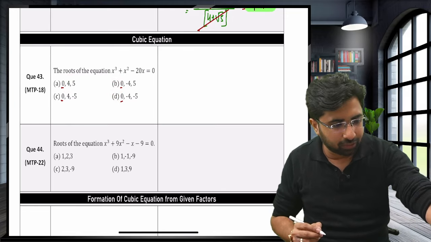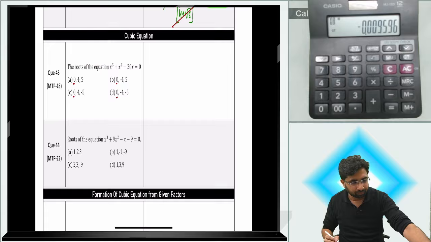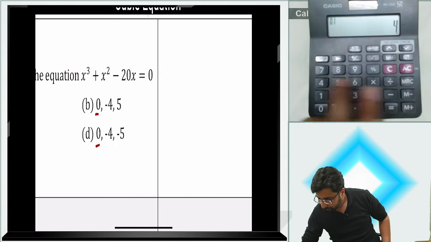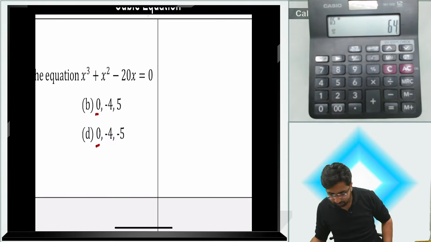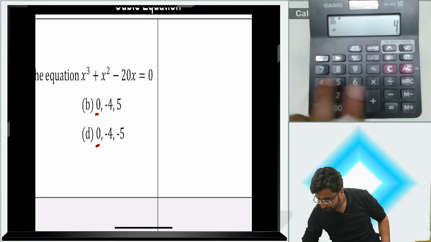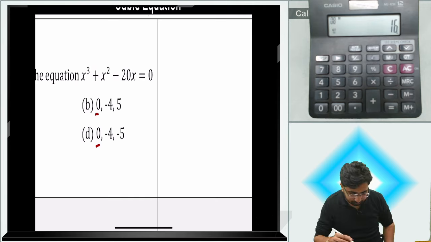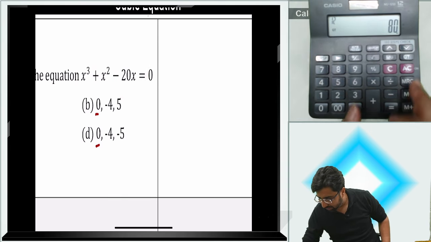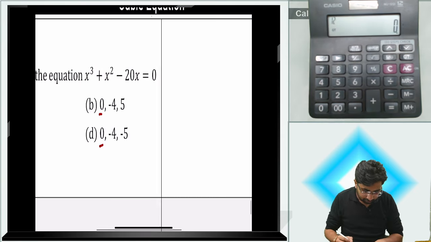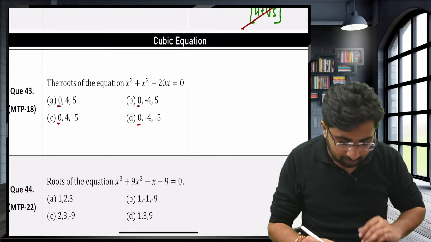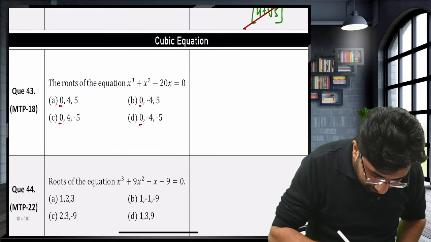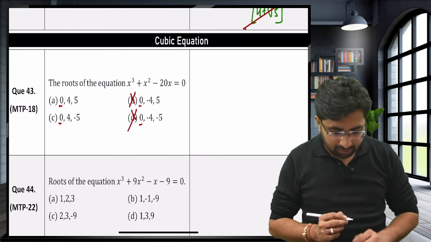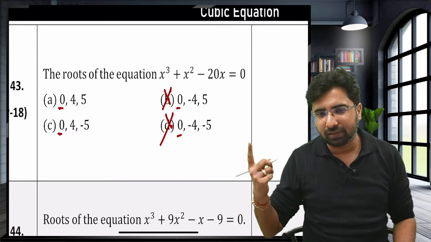Let's check for 4. Everybody hold your calculator. Clear the memory. 4 cube, 4 into 1, 1, 2, 3, M plus. 4 square, 4 into 4, is equal to, M plus. 20 into 4, M minus, MRC. 4 gives you 0. Everybody, 4 gives you 0. So 4 is the answer. Now the minus 4 options can never be the answer. Now either 5 is correct or minus 5 is correct.